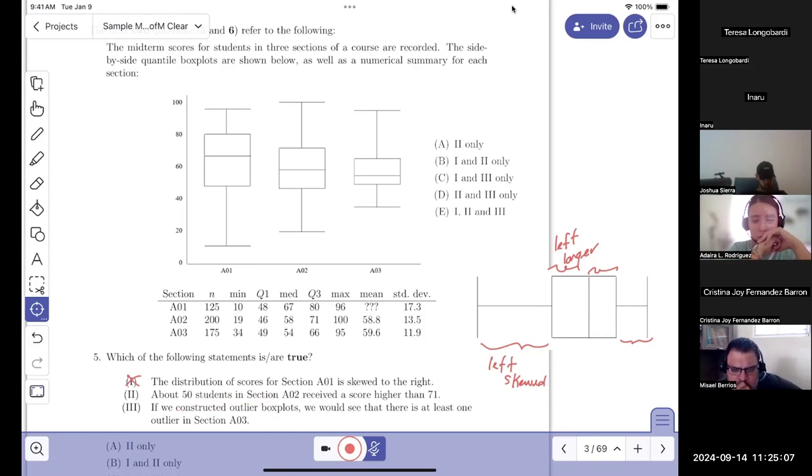Okay, so about 60 is the median. And then I guess you need a ruler, but that's about 70, 71. Would you agree? So this line here, the third quartile, is around 71. All right, so the question says, how many received a score higher than 71? So how many students is this? It's 25%. So you need to go to section 2 and notice that N is 200. So what is 25% of 200?